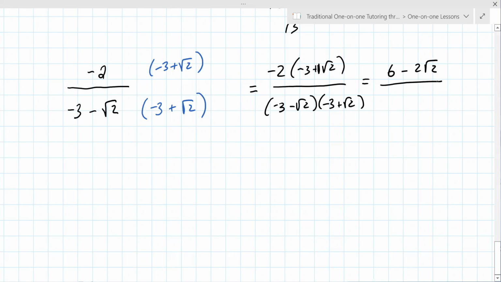Will you FOIL the bottom for us, please? I got 7. Yes, 9 minus 2 is 7, and we can consider that done. Okay, so let me give you one to try on your own, if that's okay.